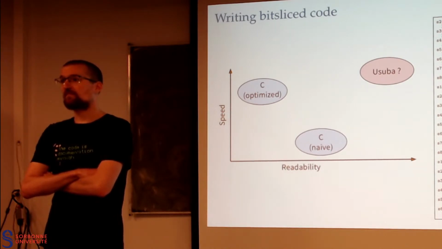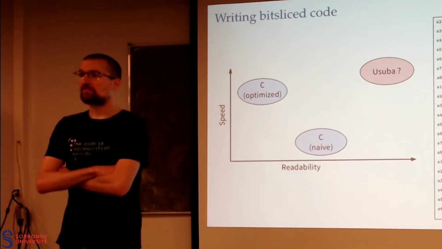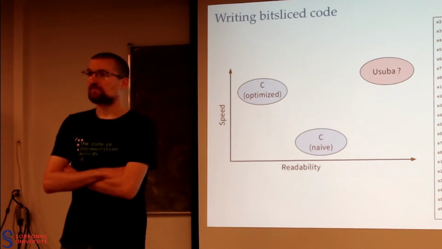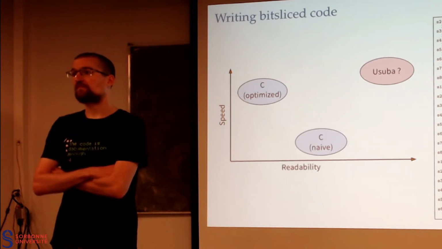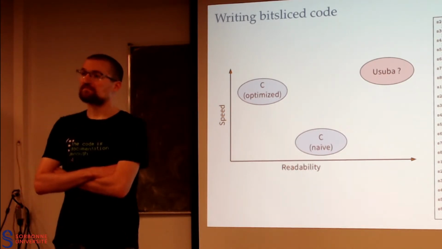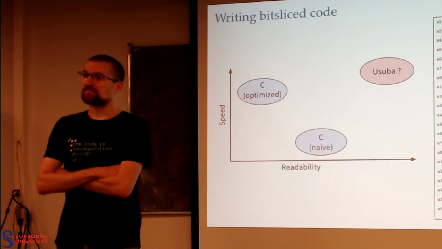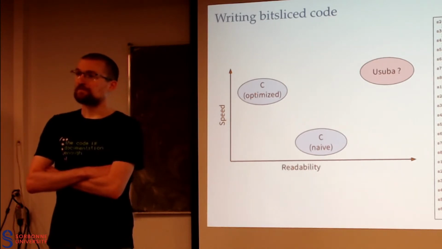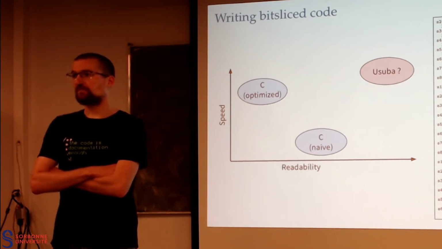And the related question is, if you were to mix several representations in the same cipher, maybe start in M-sliced mode and then go to pure bitslice and then go to D-sliced mode, how expensive would it be to change those representations on the fly?